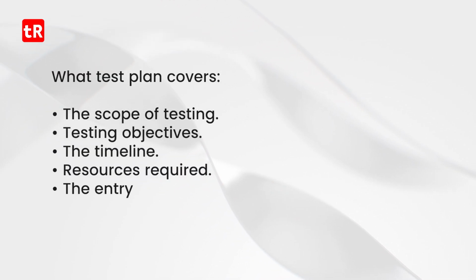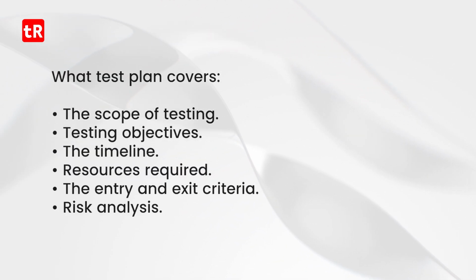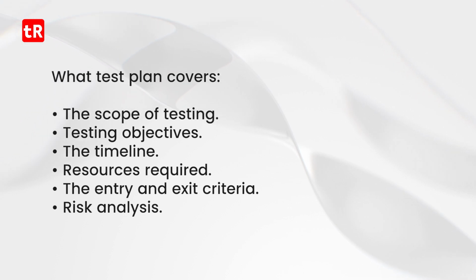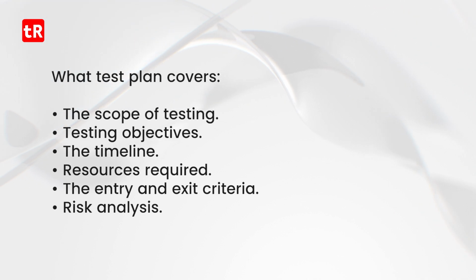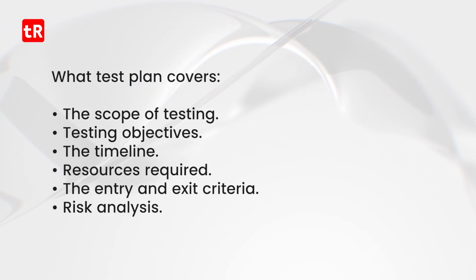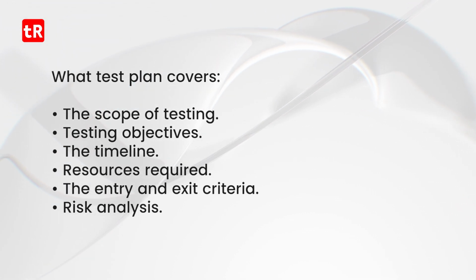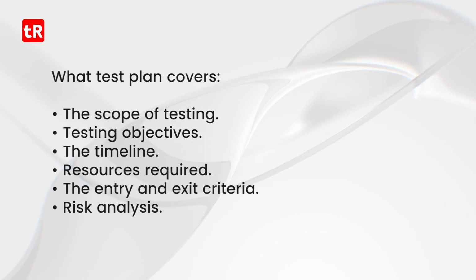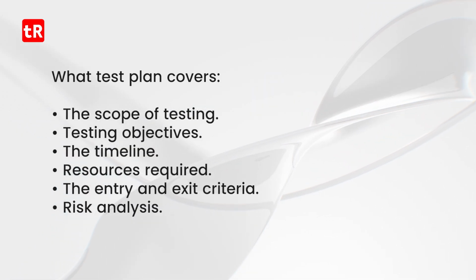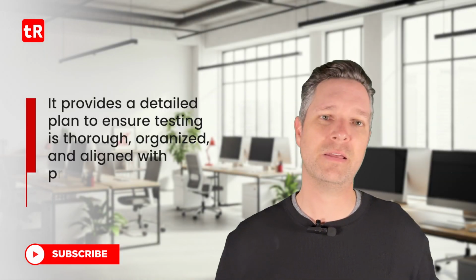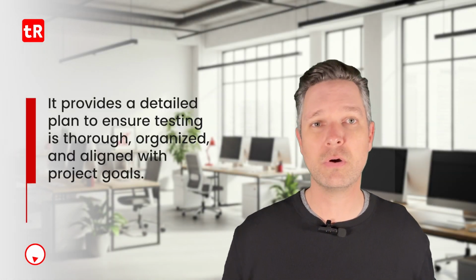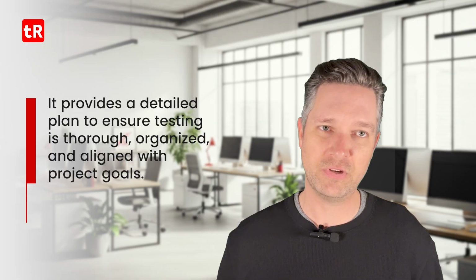Now, what the test plan covers things like the scope of testing, which features or parts of the software will be tested, testing objectives, what we aim to achieve with testing, the timeline when the testing will happen, and resources required, tools, environments, team members, also the entry and exit criteria, conditions that define when testing starts and ends, risk analysis, potential problems that could affect testing. Now, why it's important, it provides a detailed plan to ensure testing is thorough, organized, and aligned with project goals.